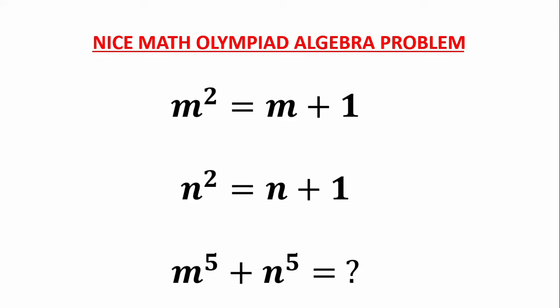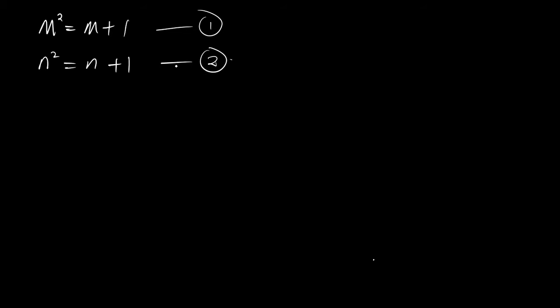These are the ones that I like, where they give you two equations. We're given m squared equal to m plus 1, this is equation 1, and n squared equal to n plus 1, equation 2. We're asked to find m to the power of 5 plus n to the power of 5 equal to what?